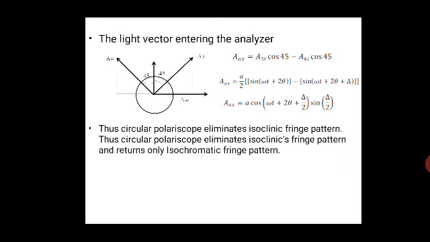Thus, the polariscope eliminates the isoclinic fringe pattern. That was already told in the theory part. This polariscope eliminates the isoclinic fringe pattern and returns only the isochromatic fringe patterns.